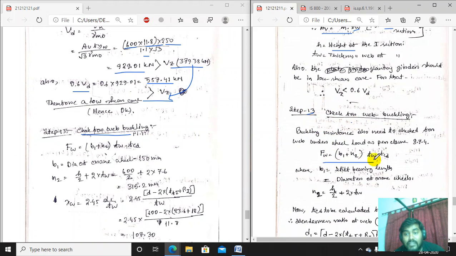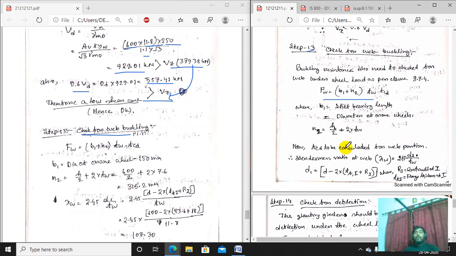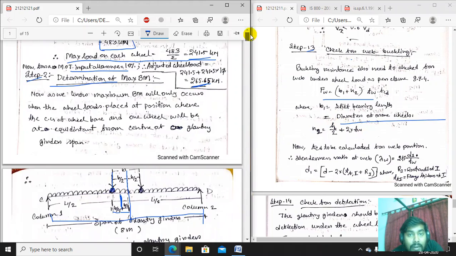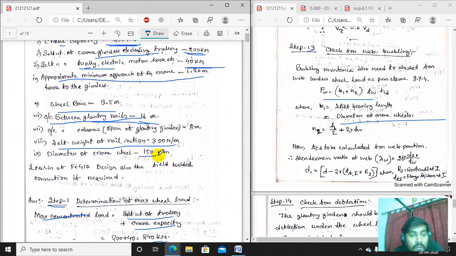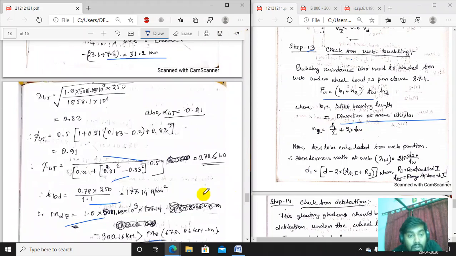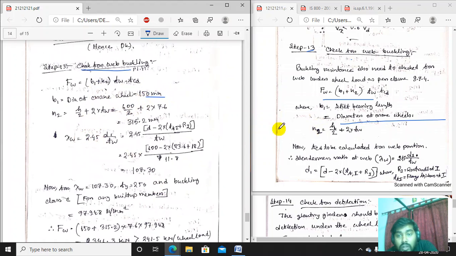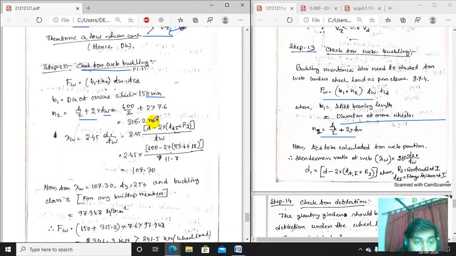Fw is equal to (b1 plus n2) into tw into fcd. So b1 is the stiff bearing length that we know. Stiff bearing length means the diameter of the wheel load that I have told you, the diameter of the crane wheel. So in our problem, the diameter of the crane wheel is given as 150 mm. So we will use that value here. Diameter of the crane wheel, we are taking 150 mm, and n2 equals, putting the value here, h by 2 into 2 into tw. Here tw will be the web thickness. Okay, so putting all the values here.